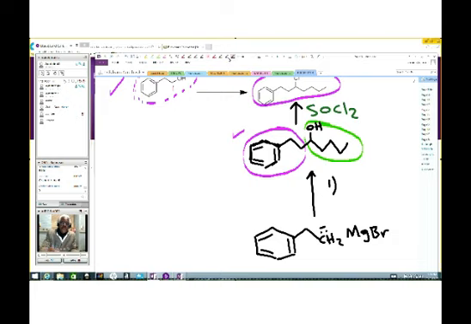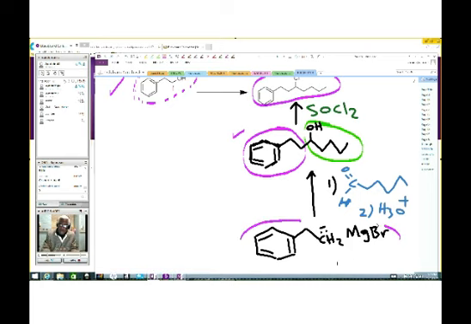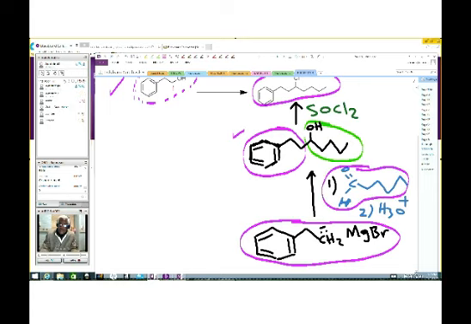So we have our aldehyde. Step 1, then step 2, hydronium ion. In other words, when we react this Grignard with this aldehyde, and then follow it up with the hydronium ion, we get our desired secondary alcohol.